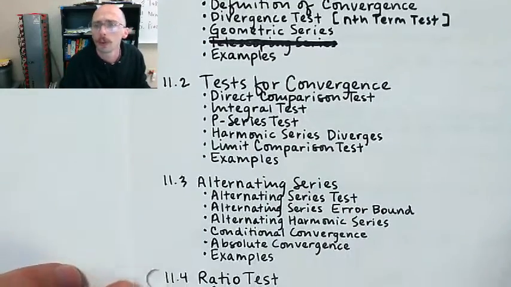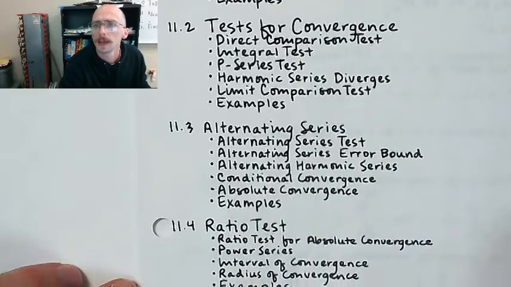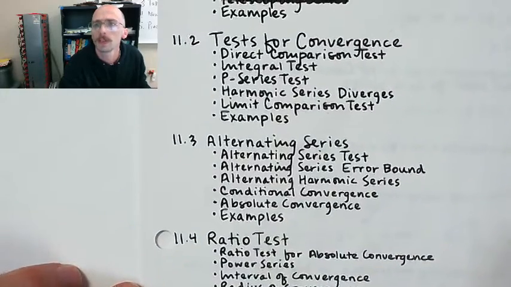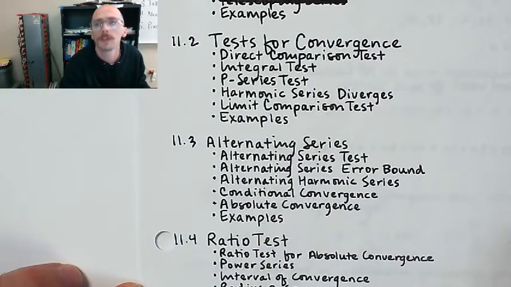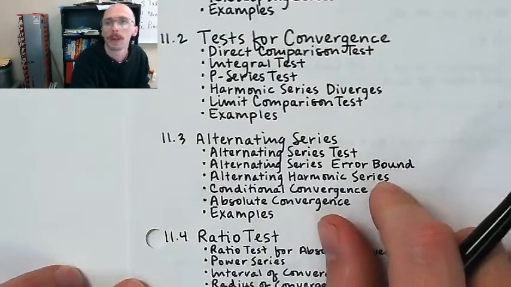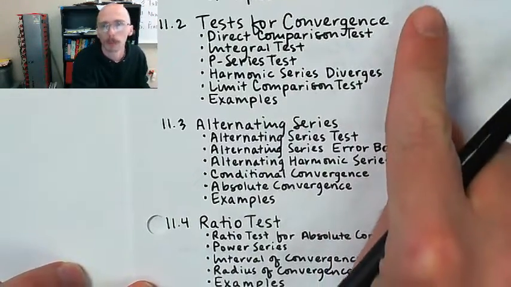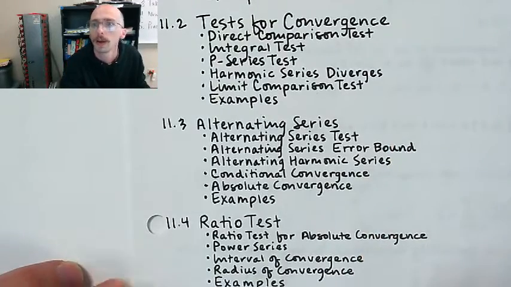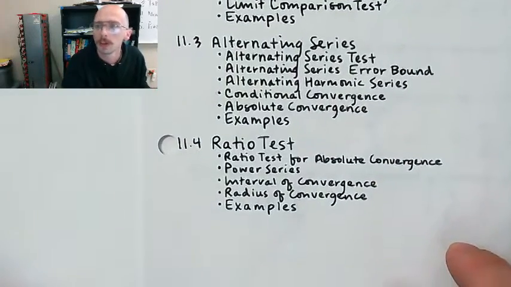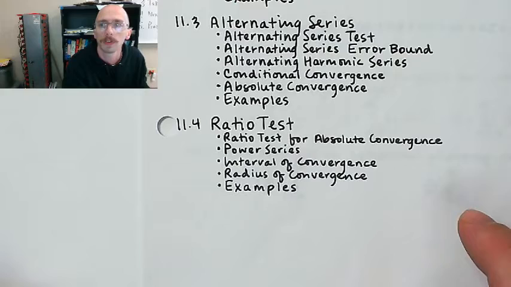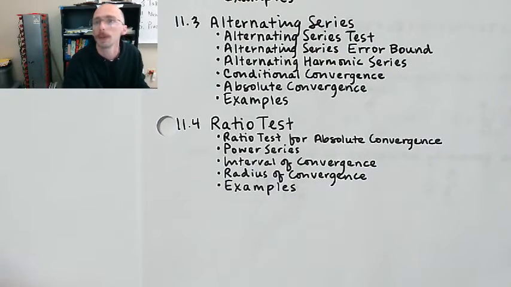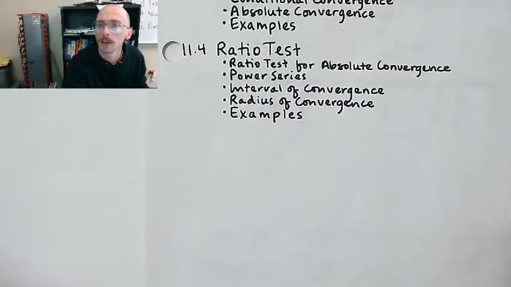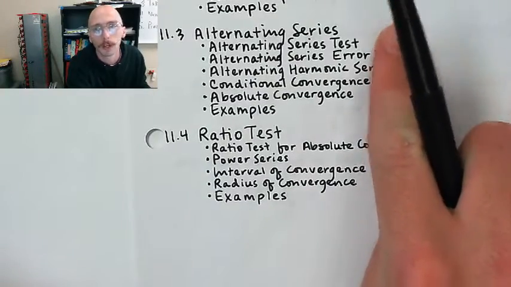Okay, for 11.2, tests for convergence. The direct comparison test, integral test, p-series test, harmonic series, limit comparison test. I'll go over all of those in this video, but if you needed the really detailed video, again, you could probably click up here and I'm going to put the link in there. Okay, 11.3 was alternating series. Alternating series test, alternating series error bound, the alternating harmonic series, the difference between conditional and absolute convergence, and a bunch of examples. And then in 11.4, we studied the ratio test. Oh, pardon me, if you need more detail on 11.3, click up there.